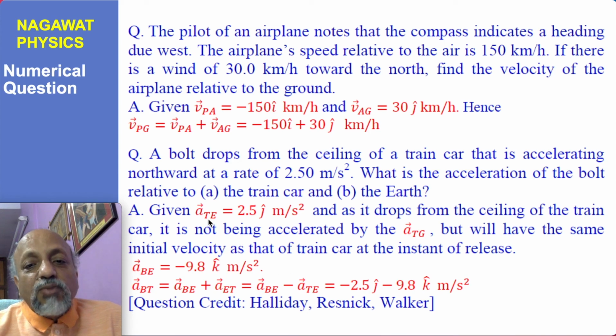Acceleration of train with respect to earth is given as 2.5 j, and that of the bolt with respect to the earth is given as minus 9.8 k. This is the answer, therefore, for what acceleration it is having with respect to the earth, minus 9.8 k, and what acceleration it is having with respect to the car, so with respect to train. So that is the second answer. ABT is minus 2.5 j minus 9.8 k.